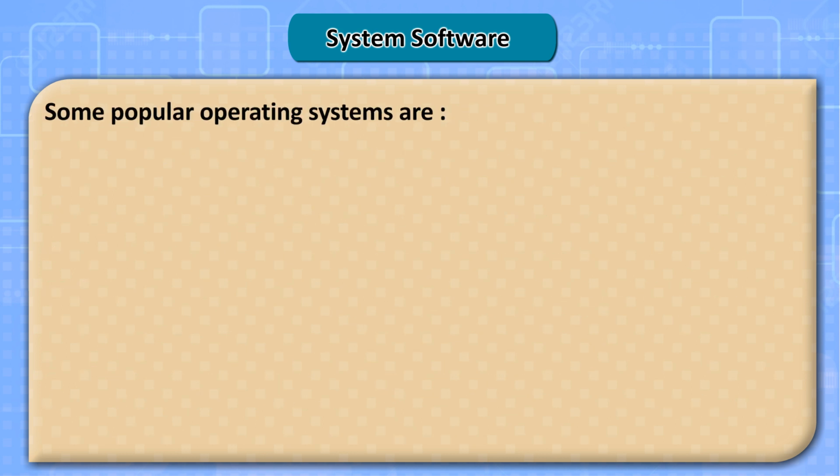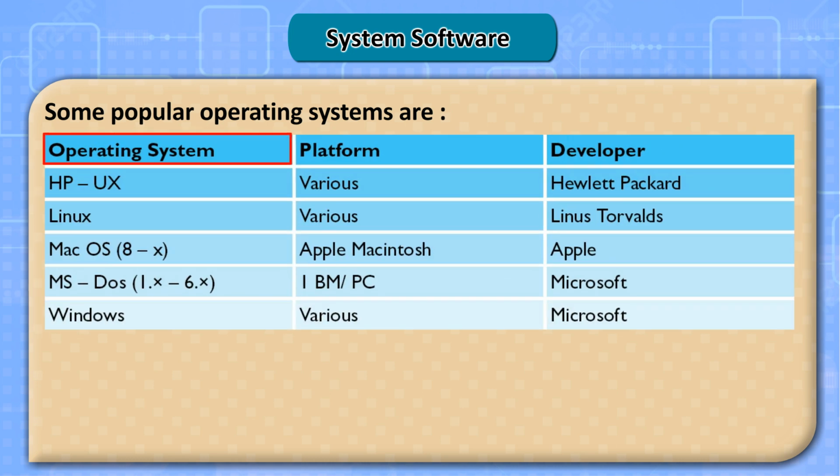Some popular operating systems are: HP-UX, developed by Hewlett-Packard; Linux, developed by Linus Torvalds; Mac OS X, from Apple; MS-DOS, for the IBM PC, from Microsoft; and Windows, from Microsoft.